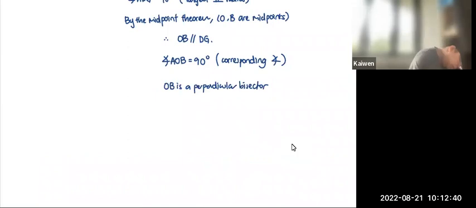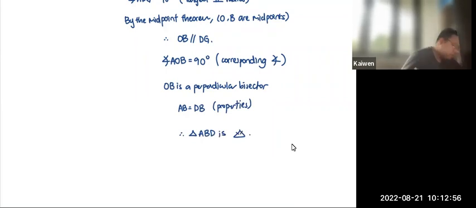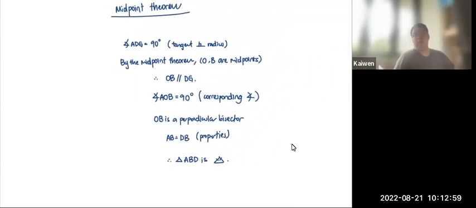And therefore, AB equals DB, because of the properties. And therefore, triangle ABD is isosceles. Now, of course, whatever I'm writing here is very short form, because I don't have a lot of time. If you want to see the full way to properly write the proof, please refer to my solutions that have already been uploaded.